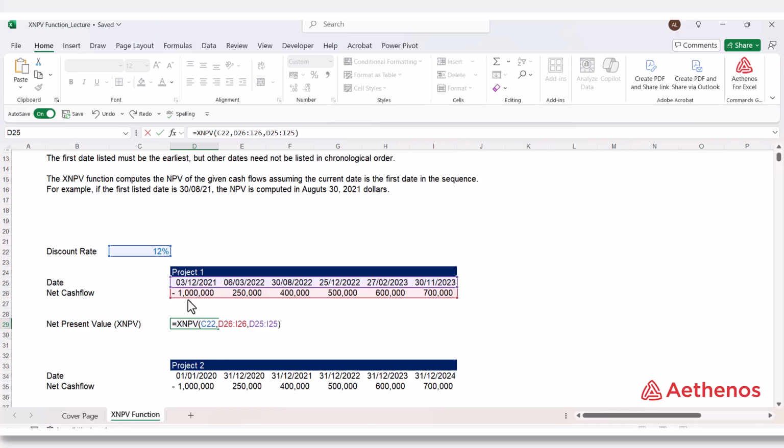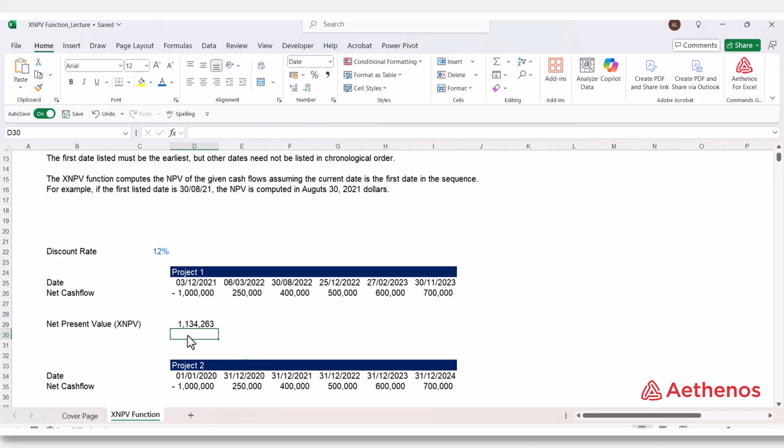Unlike for NPV, we don't have to remove the initial cash flow at time zero from the function, because XNPV is programmed so that it will properly discount the cash flows based on the date we are giving over here for each of the cash flows. So it doesn't matter if you put it inside the function, it calculates properly from time zero. So we got an XNPV of 1.13 million here.